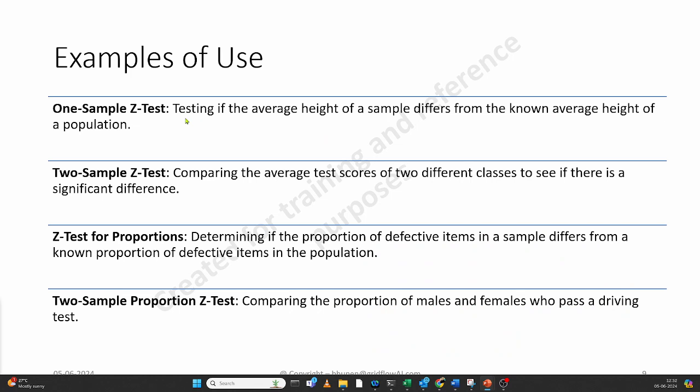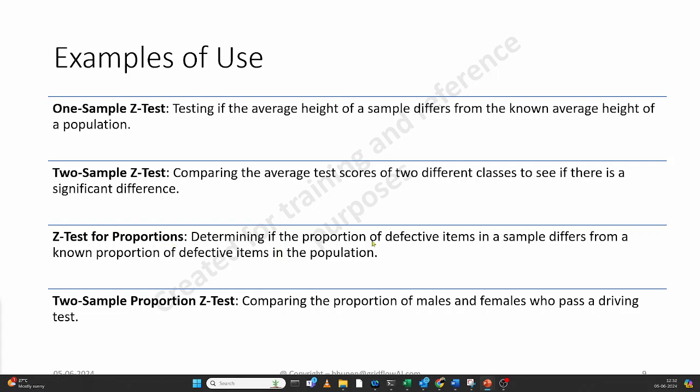One sample z-test, testing if the average height of sample differs from a known average height of a population. Of course, the standard deviation should be known. Two sample z-test, again comparing the average test scores of two different classes to see if there is any significant difference. Again, we need to know the standard deviation of the population.